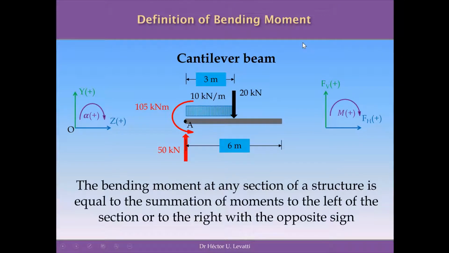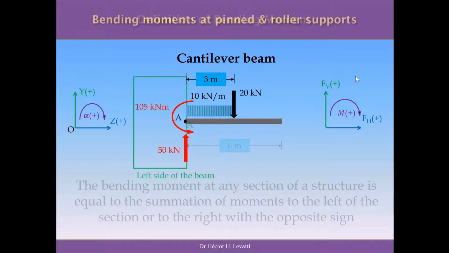In the first place, we're going to read the definition of the bending moment. The bending moment at any section of a structure is equal to the summation of moments to the left of the section, or to the right with the opposite sign. We are going to see exactly what this means in the coming examples. So, reminding ourselves of this definition, we're going to do the calculations.